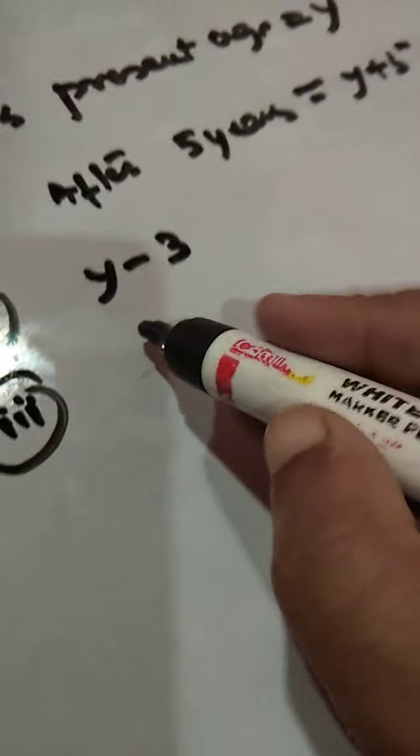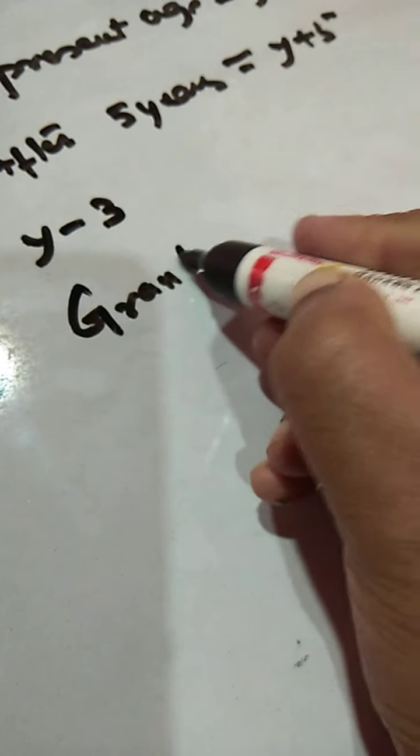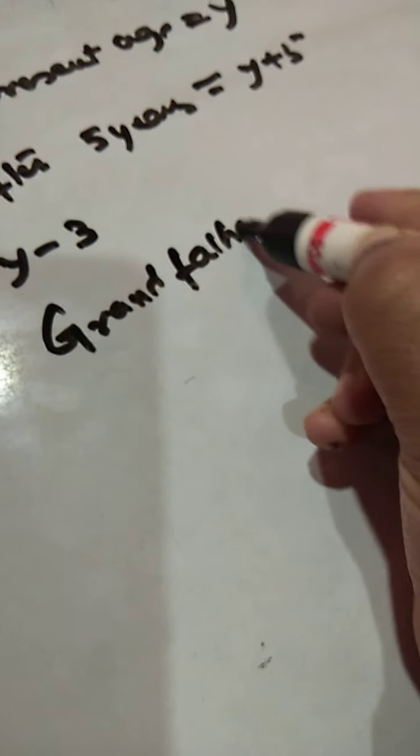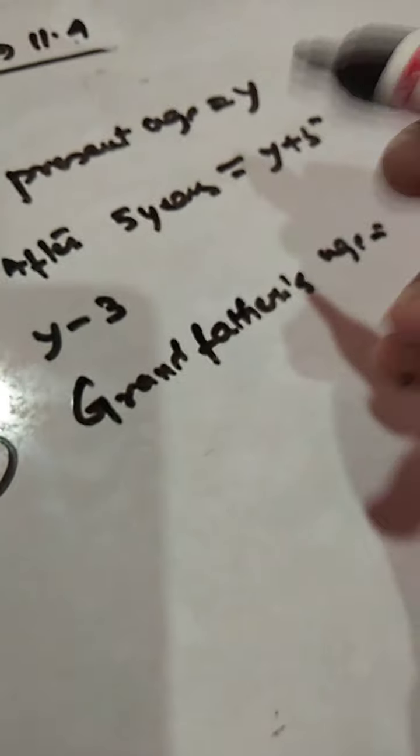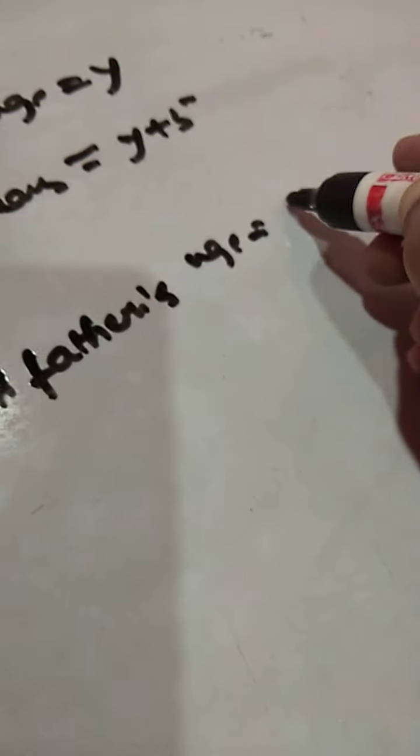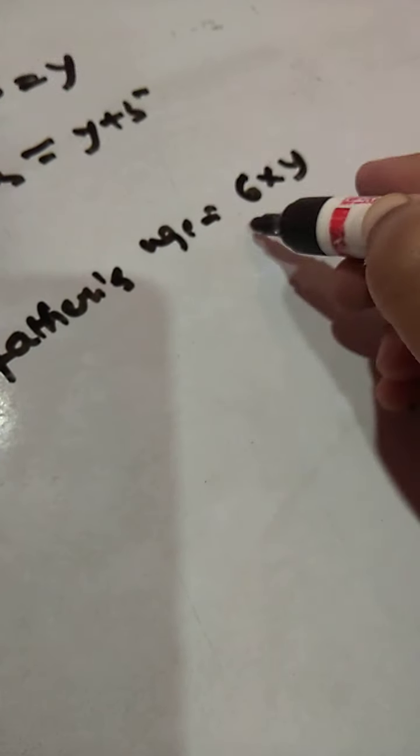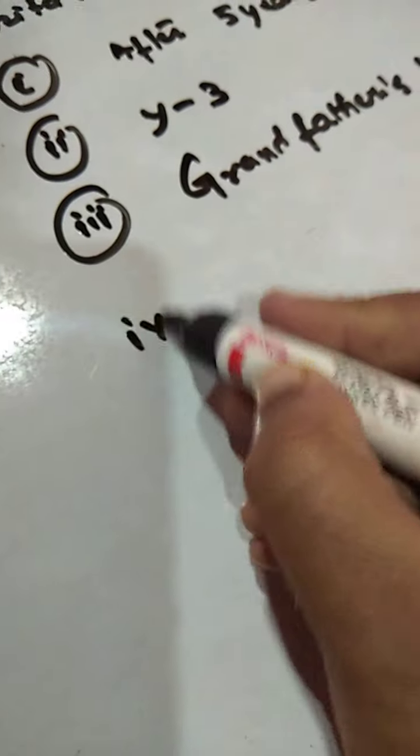Sarita's grandfather is 6 times her age. What is the grandfather's age? Grandfather is 6 times Sarita's age. That is, 6 times means 6 into y. So the age of grandfather would be 6y. Please try to understand, the word 6 times means 6 into y.